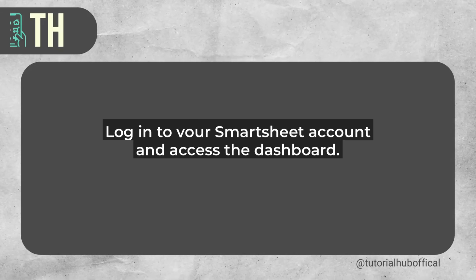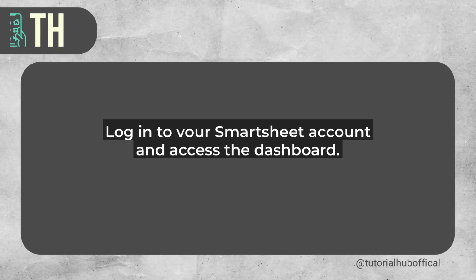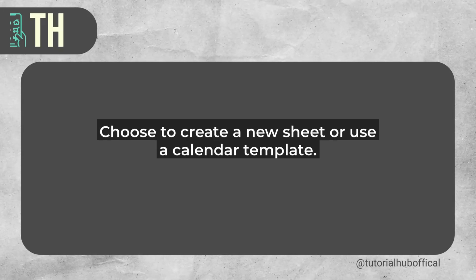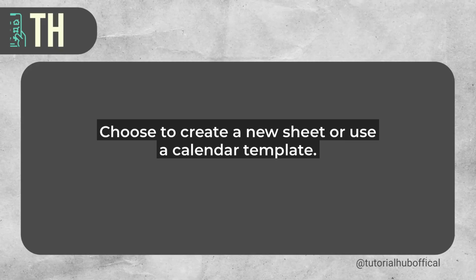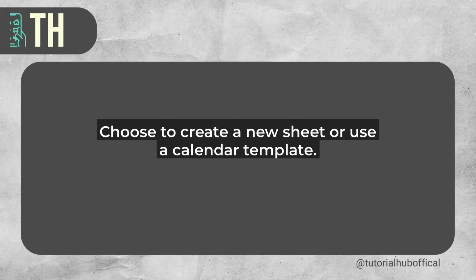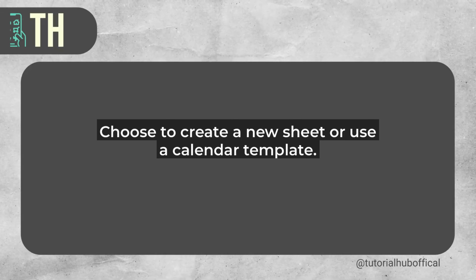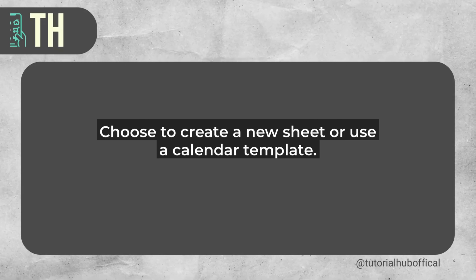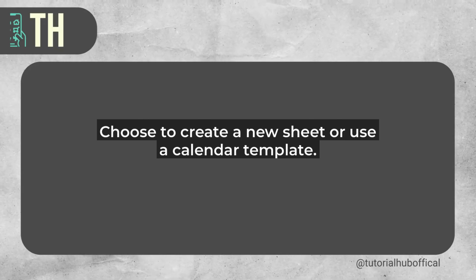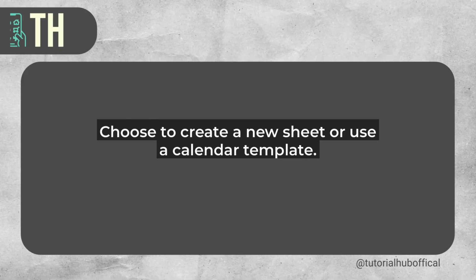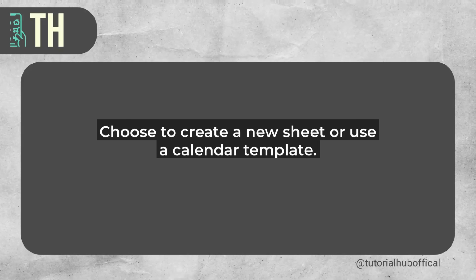Once you're in, head to the dashboard and click on Create in the top left corner. From there, select Sheet to start from scratch or browse the templates library for a ready-made calendar template. Smartsheet has updated options for 2025, including enhanced date formatting and automation features, so look for the latest versions.